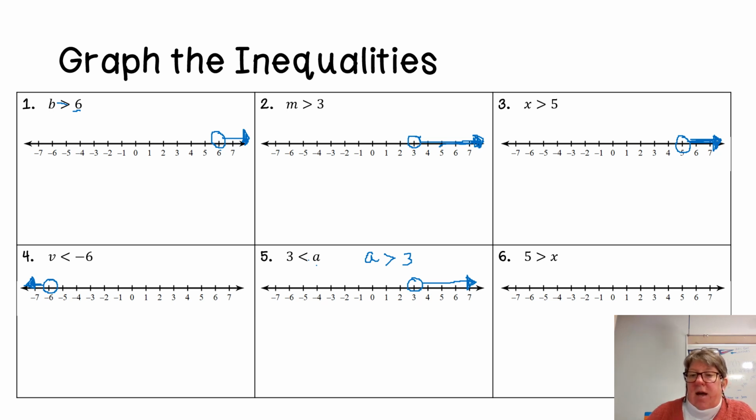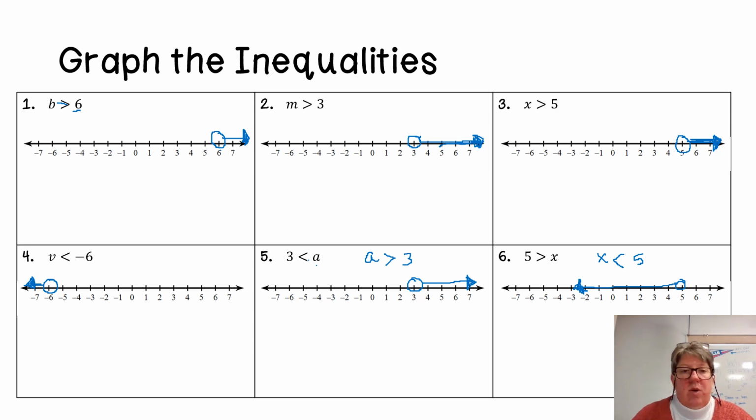So this is 5 is greater than X. I am going to reverse my inequality because the letter isn't first. So I swapped places here. And then I am going to keep the small part pointing to the x by reversing the inequality. So I have x is less than 5. That's not too bad.